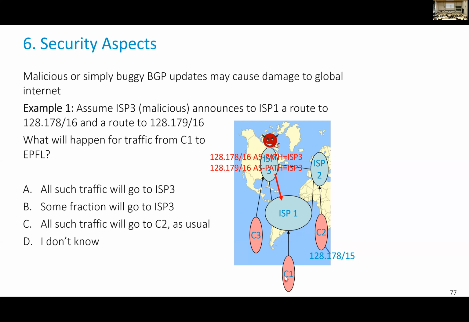Now, if we look at traffic that goes from C1 to EPFL, right? So C1 is a customer of ISP1. ISP1 is a global ISP, AT&T, for example. And there is a packet that has to go to EPFL. Normally, EPFL, which is here, 128.178/15, has injected this into ISP2, which by BGP has forwarded to ISP1 here. What will happen? Will such a simple attack work?